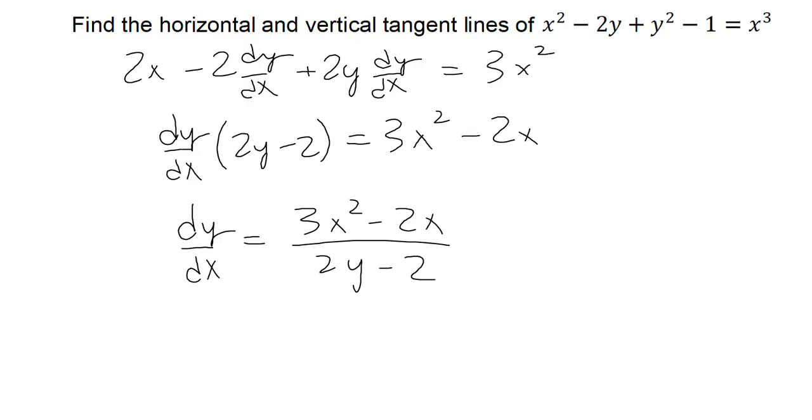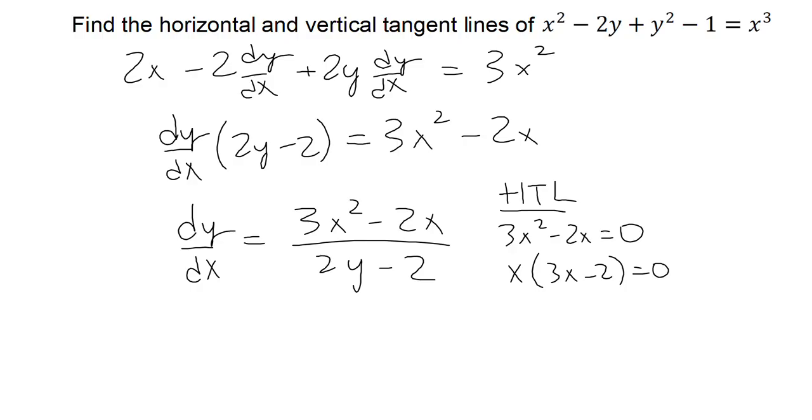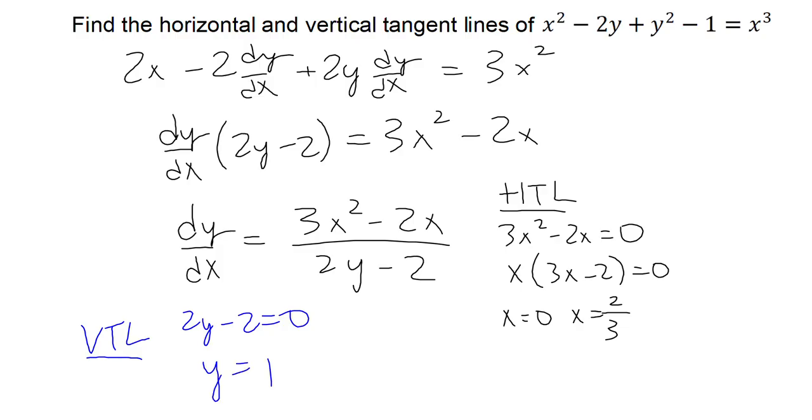So what we need to do is, for our horizontal tangent lines, we need to take our numerator and set it equal to 0. So for our horizontal tangent lines, we're going to do 3x squared minus 2x equals 0. Factor out the x and get x equals 0, x equals 2/3. We'll deal with those in a second. For our vertical tangent lines, we're just going to set 2y minus 2 equal to 0 and get y equals 1 as our possibility there.